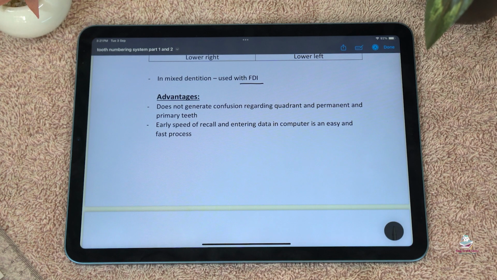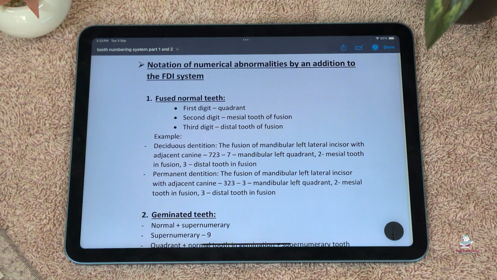The advantages are that it does not generate confusion regarding quadrant and permanent and primary teeth. Ease of recall, and entering data in the computer is an easy and fast process. Now coming to the notation of the numerical abnormalities by an addition to the FDI system.